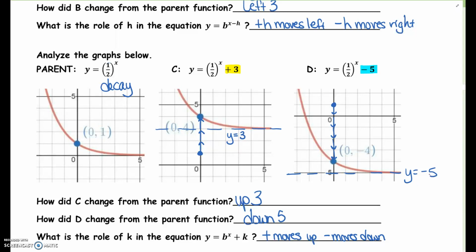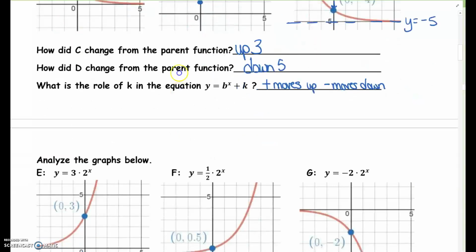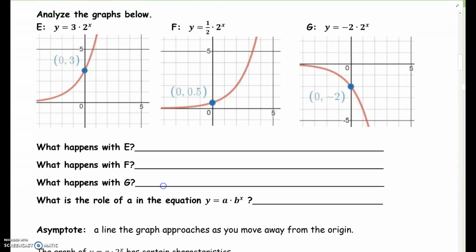And that will be something that's going to be asked of you, is what is the asymptote of each graph? So you need to look at how it shifts up or down to determine that. All right, next page, let's look at multiplying.